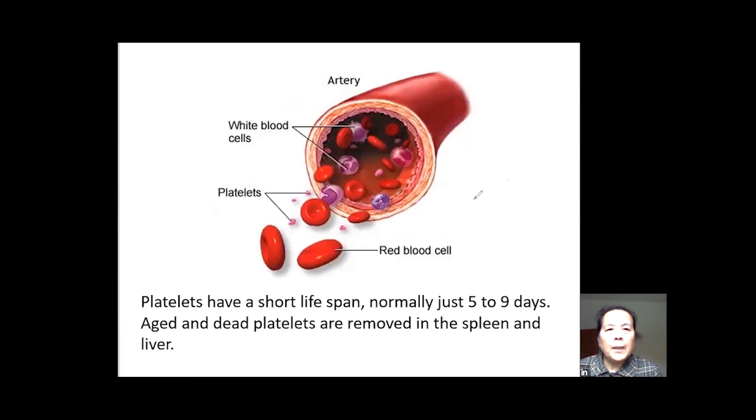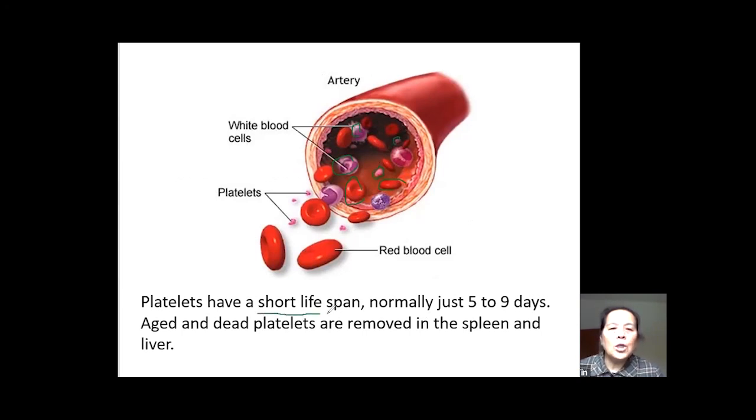So like the picture here, that's the normal circulation inside the blood vessels. We have a lot of red blood cells in here. We have some white blood cells in here. The smallest one, small size here, is just the platelets.